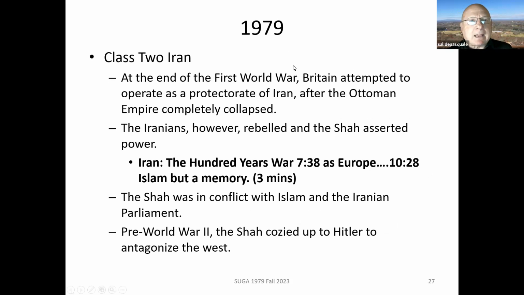No? Okay. And so at the end of the First World War, Britain attempts to operate a protectorate of Iran after the Ottoman Empire has completely collapsed. However, Iran rebelled, and the Shah asserted power.